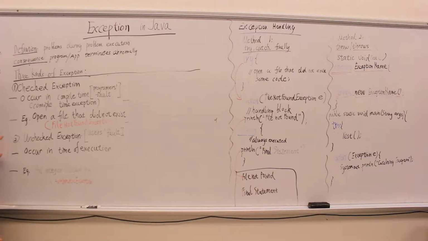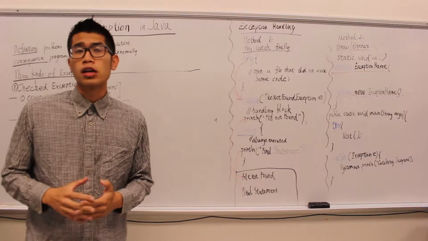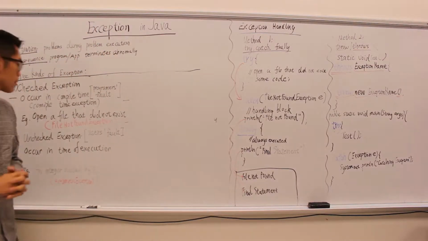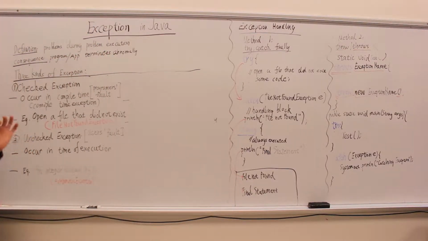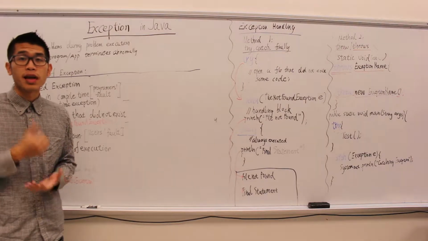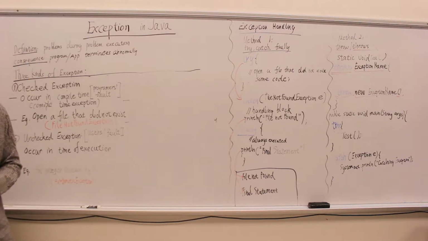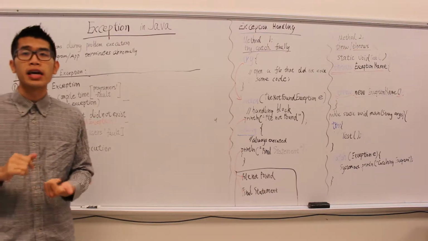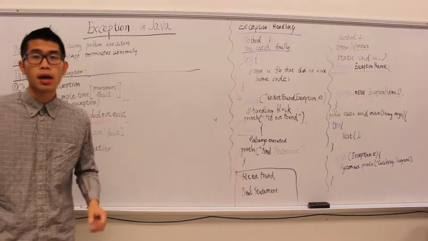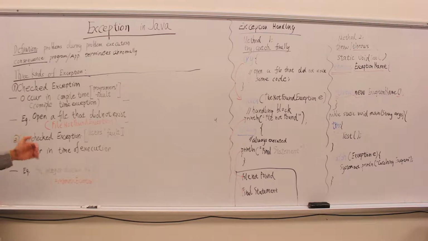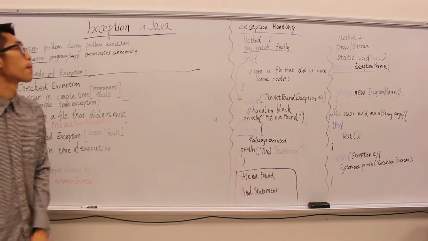Now, we also have unchecked exceptions. This type of exception is normally caused by the user, and it normally occurs during runtime. Let's say I'm not a smart user, and I want to divide an integer by 0. In this case, I will receive an ArithmeticException.